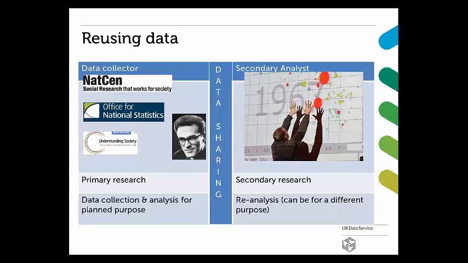Here we've got a picture of Peter Townsend, who conducted really important research into poverty. Data collectors are collecting data for primary research with a planned purpose. Then through the process of data sharing, that data can be used by others in secondary data analysis. For example, on the right hand of the screen, we've got Hans Rosling, who is well known for producing very engaging visual representations of secondary data analysis. When used in secondary data analysis, data can be used for quite a different purpose from its original purpose.